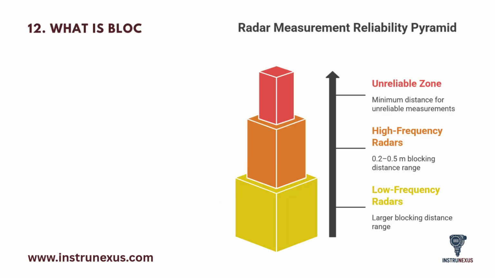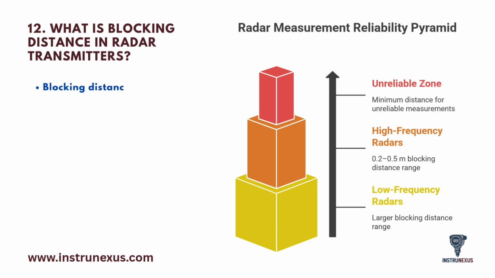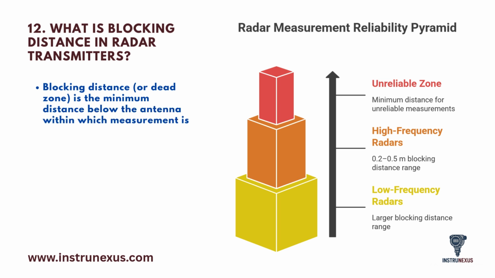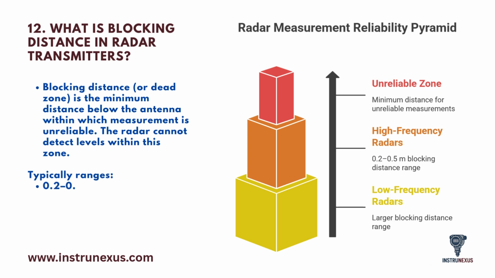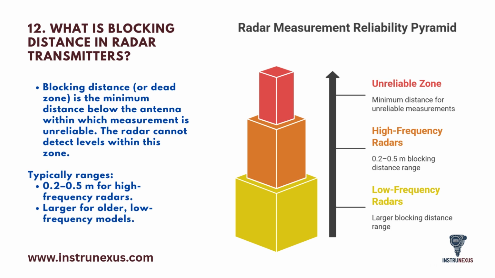What is blocking distance in radar transmitters? Blocking distance, or dead zone, is the minimum distance below the antenna within which measurement is unreliable. The radar cannot detect levels within this zone. Typically ranges 0.2 to 0.5 m for high-frequency radars. Larger for older, low-frequency models.